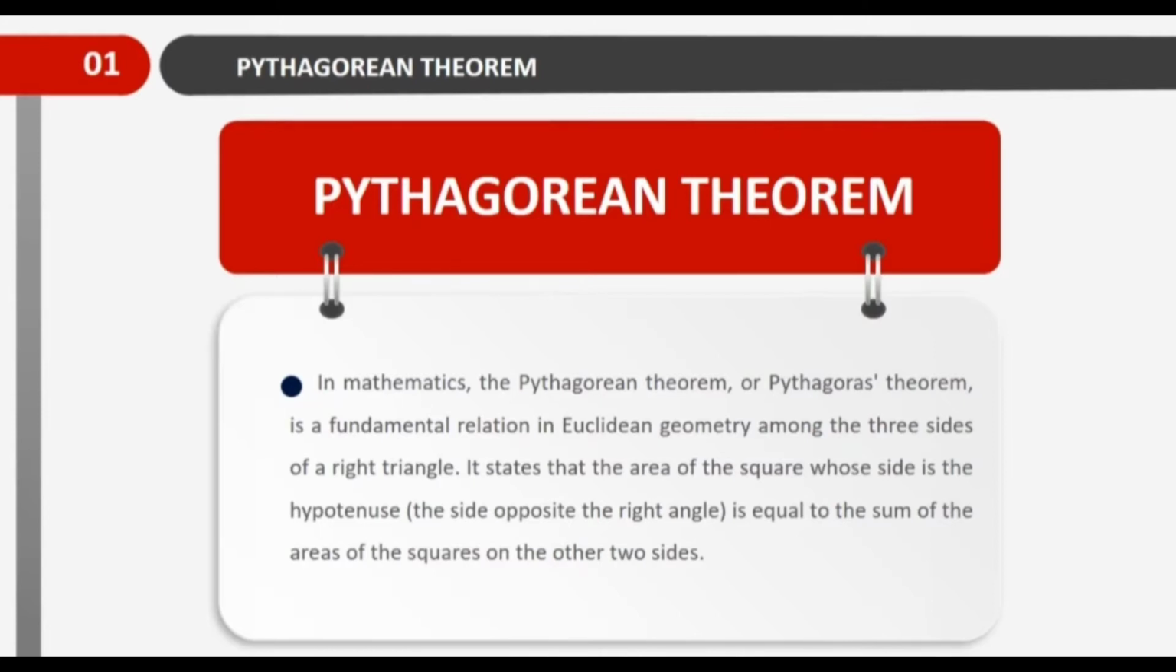So in simple terms, the Pythagorean theorem is: the square of the length of the hypotenuse of a right triangle equals the sum of the squares of the lengths of the other two sides.